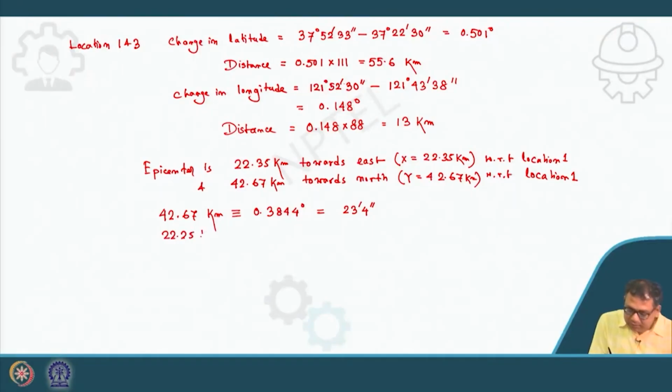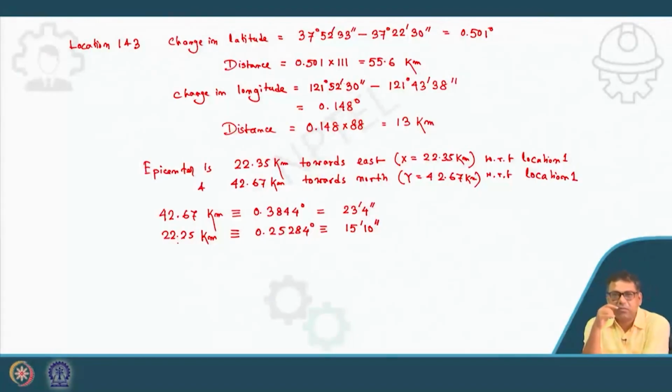Similarly your 22.25 kilometer is equivalent to 0.25284 degree, so that will be equal to 15 minute 10 second. This means the change in 1 degree is 88 kilometer, or 88 kilometer change is equivalent to 1 degree. So 22.25 kilometer change will be how much? That is the degree.